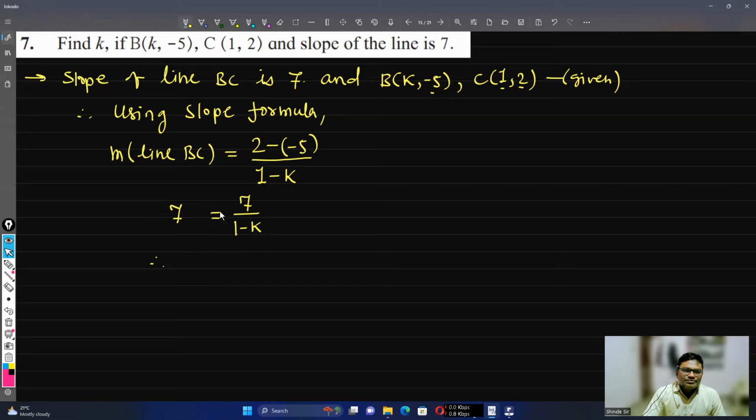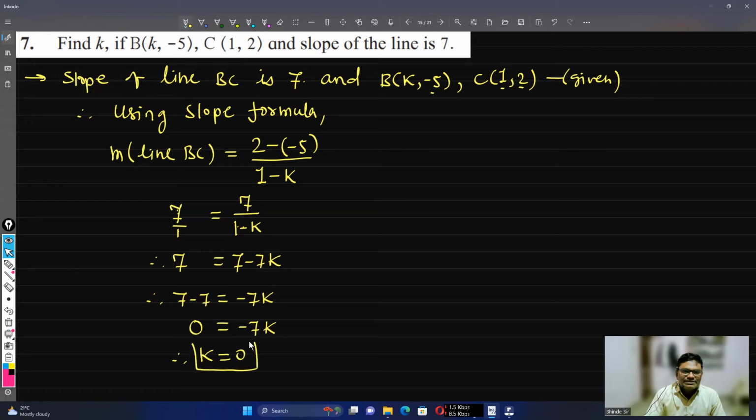Therefore, 7 ones are 7, right? 1 times 7 is 7, and 7 times minus k is minus 7k. Therefore, 7 minus 7 equals minus 7k. Then 7 minus 7 is 0, equals minus 7k. Therefore, simply k is equal to 0, and that's it.